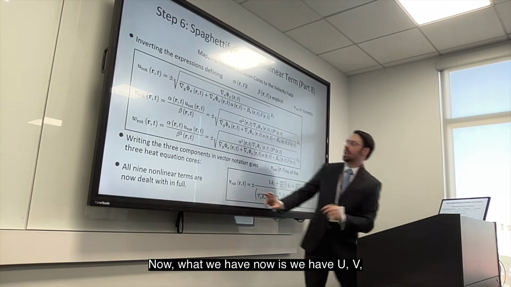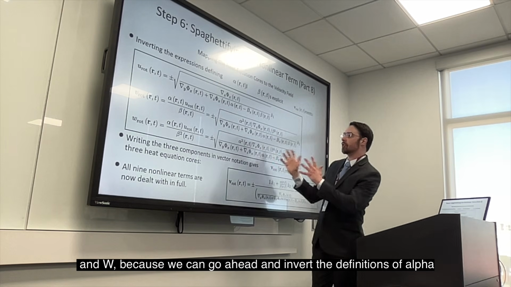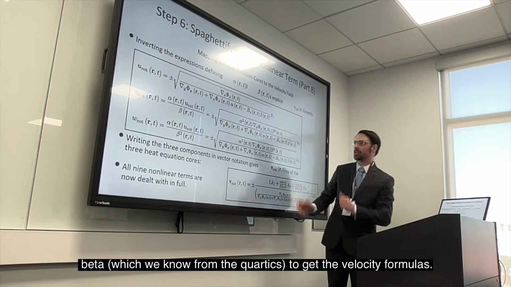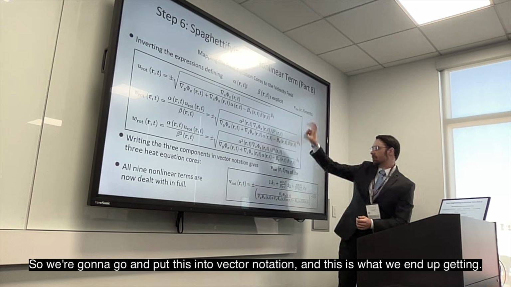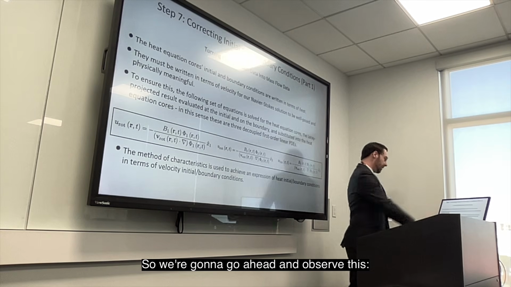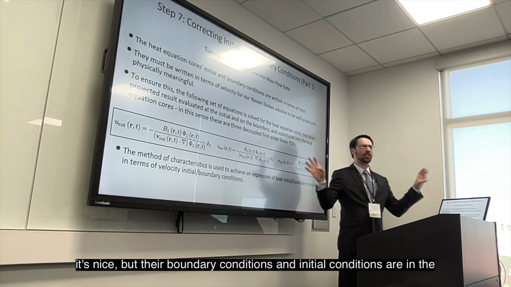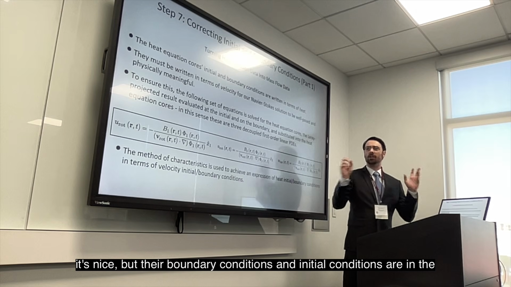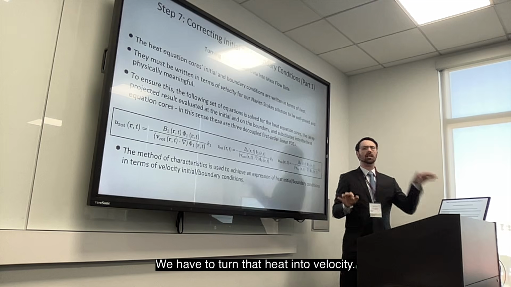Now, what we have now is U, V, and W, because we can go ahead and invert the definitions of alpha and beta, which we know from the quartics, to get the velocity formulas. So we're going to push this into vector notation, and this is what we end up getting. So we're going to go ahead and observe this. We have the heat equation cores, it's nice, but their boundary conditions and initial conditions are in the heat equation. They're not in Navier-Stokes. We have to turn that heat into velocity.